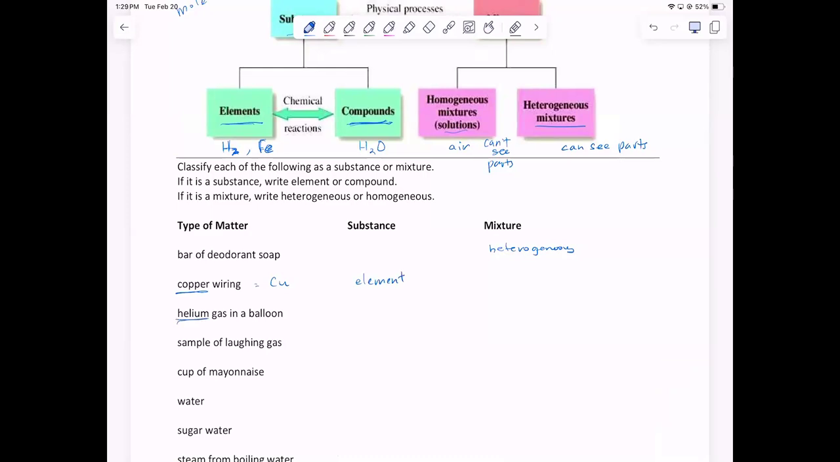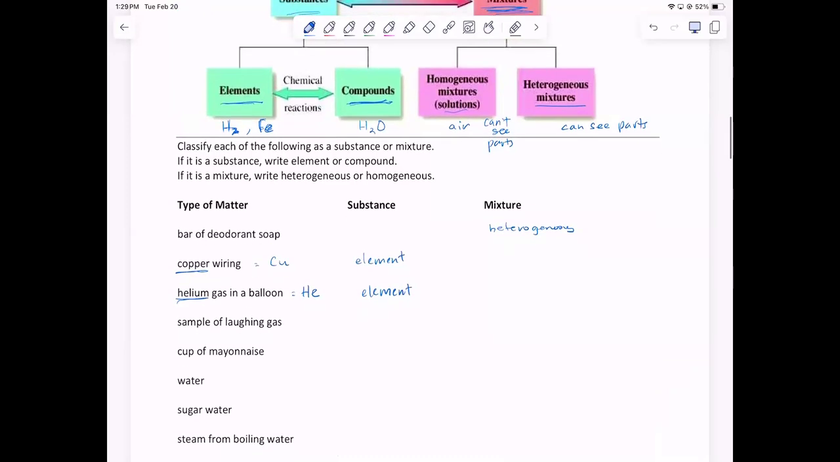Helium gas. So again, helium is the name of an element from the periodic table. He is the element symbol. And so that is another element that's a substance.